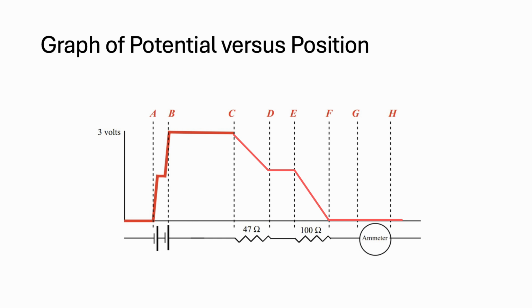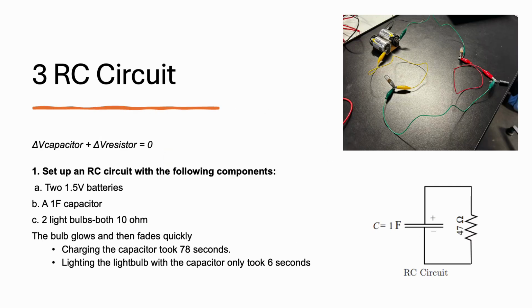This is a graph showing the potential versus position. So the potential increases at first, and then across the first resistance there's some decrease, and then steady in between the two resistors, and then decreases more for the 100 ohm resistor, and reaches 0. Then the next part of the experiment is the RC circuit.